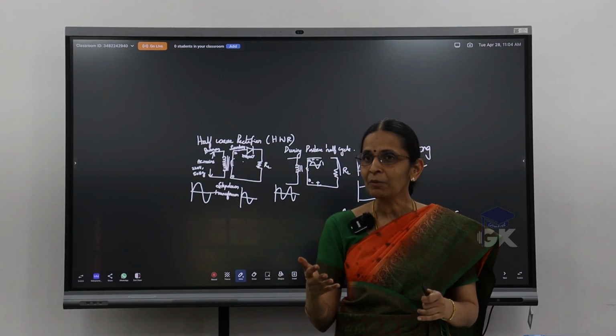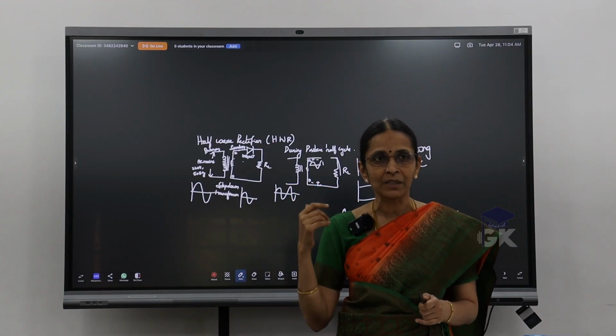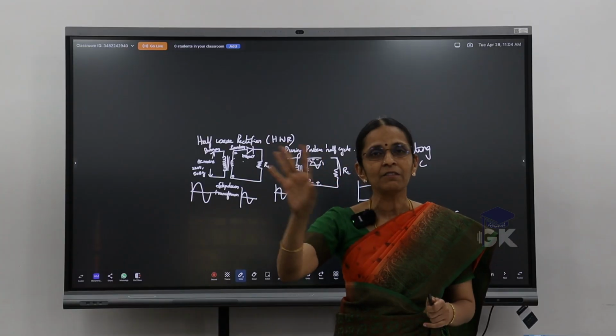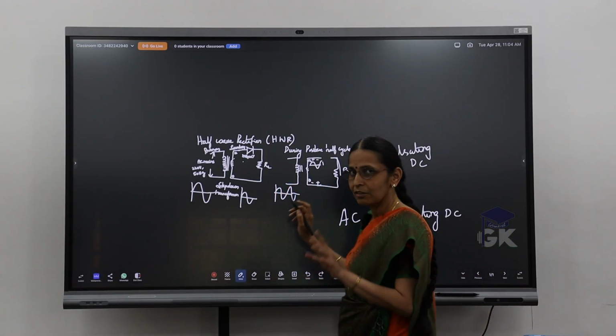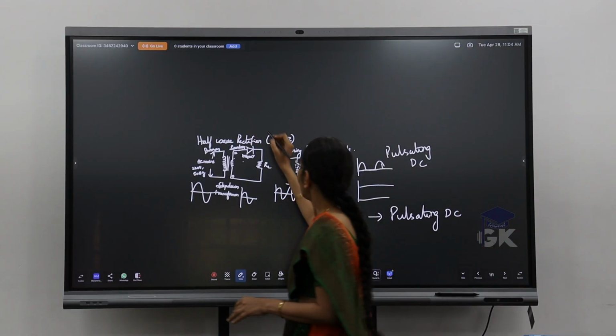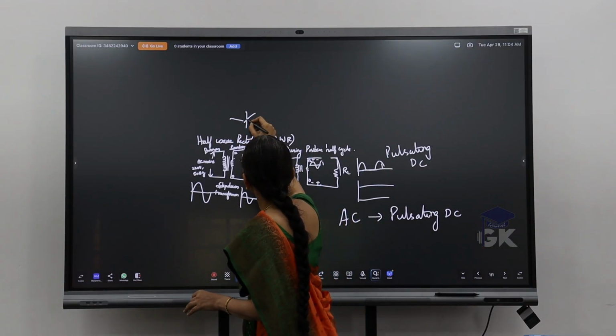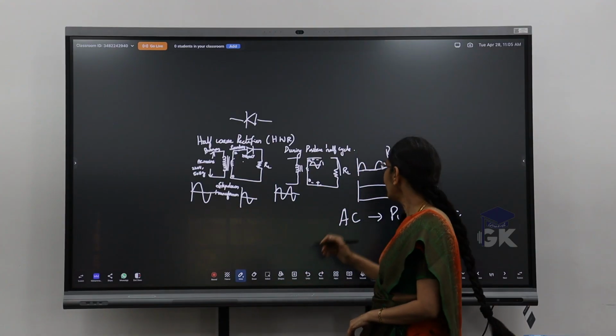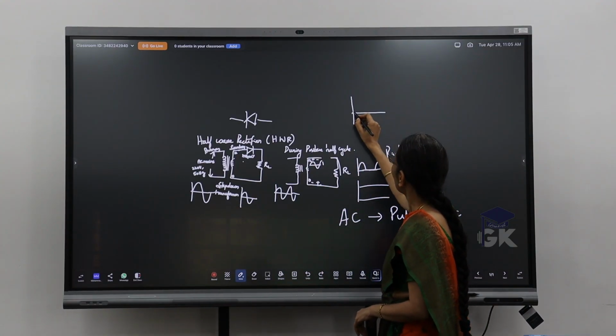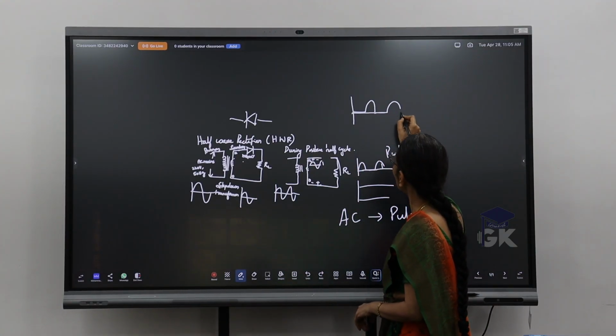What if I want to rectify my negative half cycle? What should be the change in my circuit? Diode is reversed. That's it. Your diode should be reversed. Okay. Hope you got my question. Fine. So my diode should be reversed in this fashion. If I reverse it, what will I get at the output? Negative. It will continue like that.